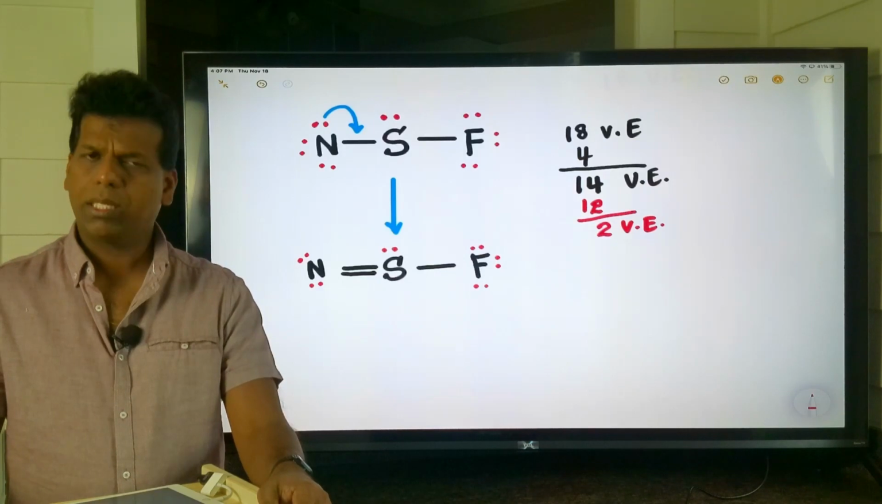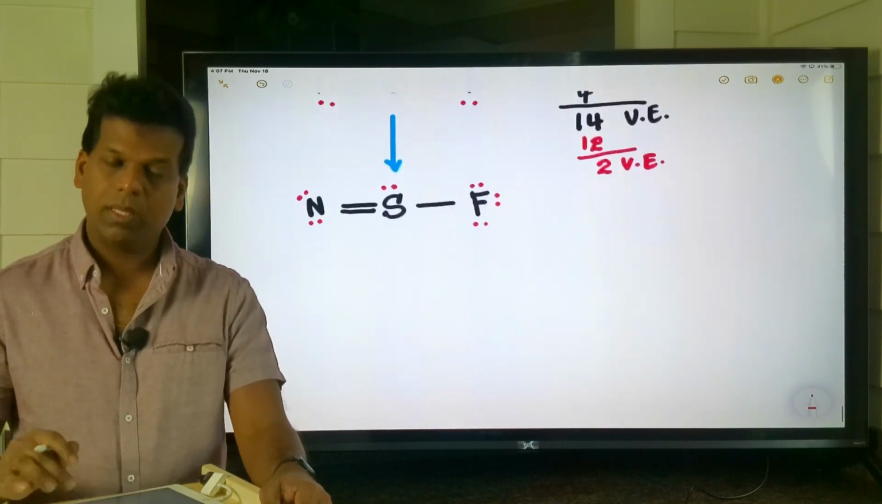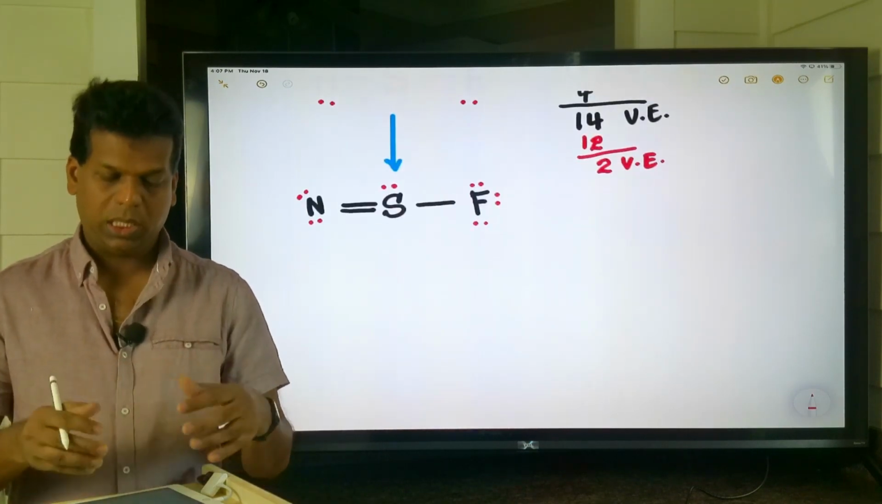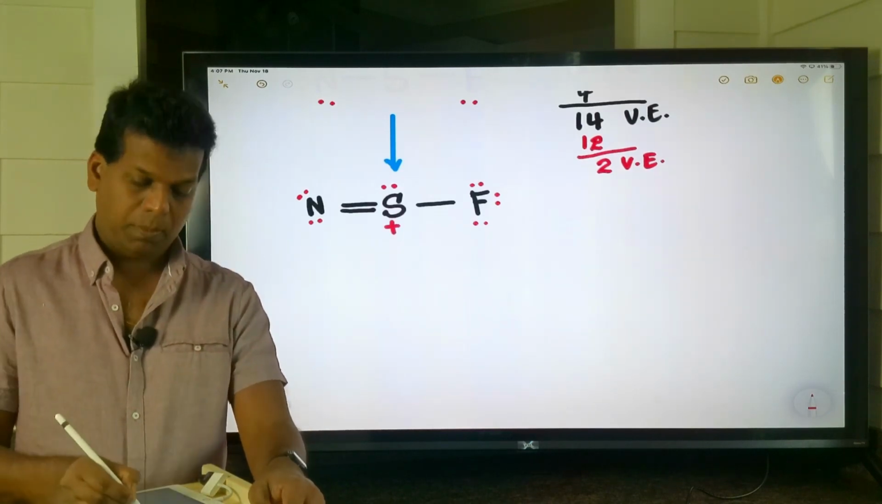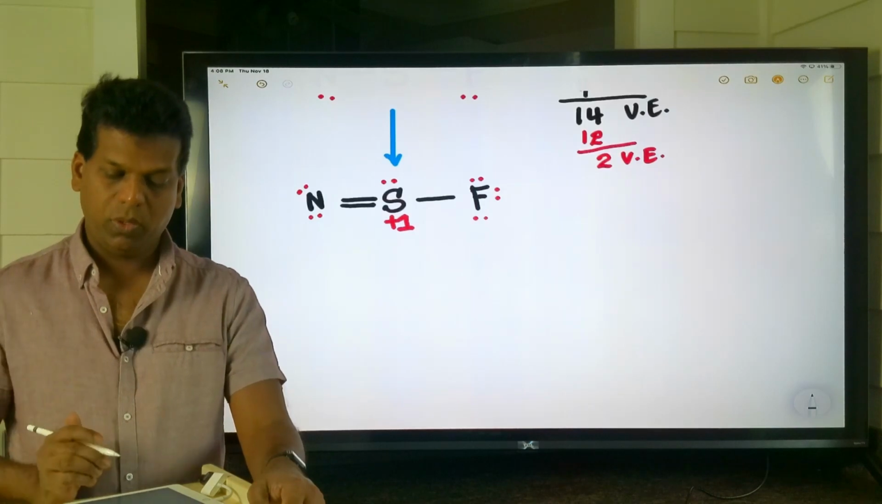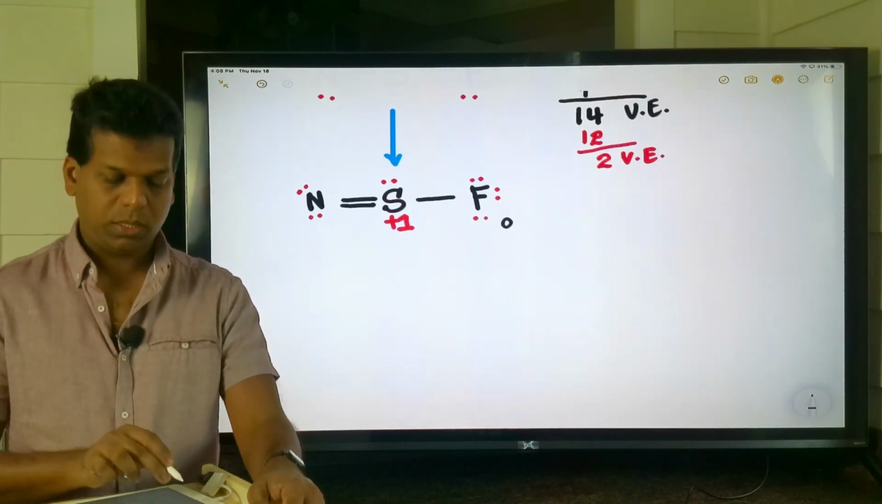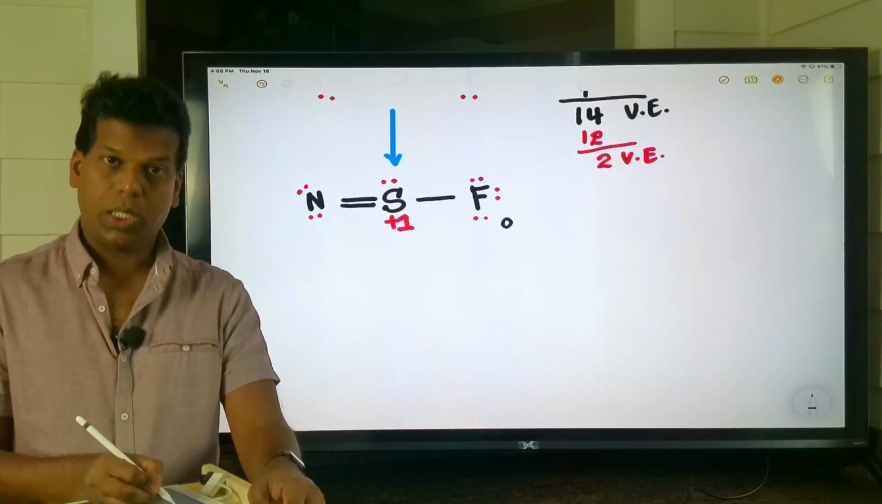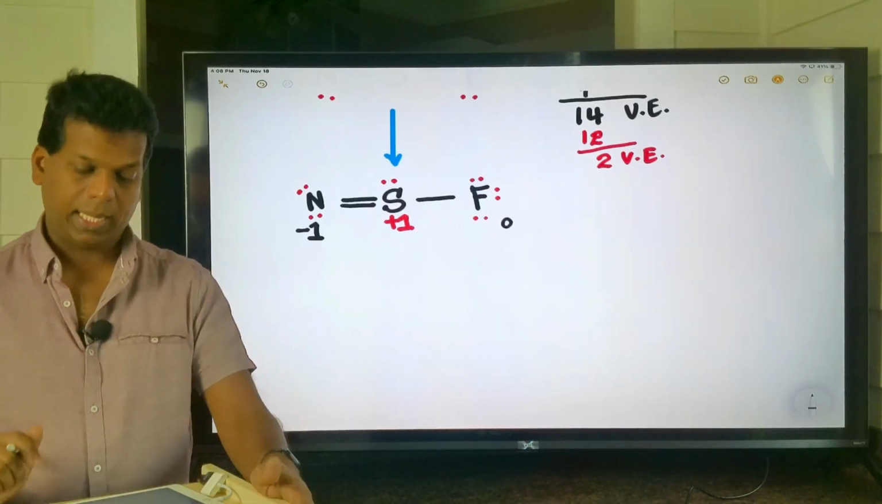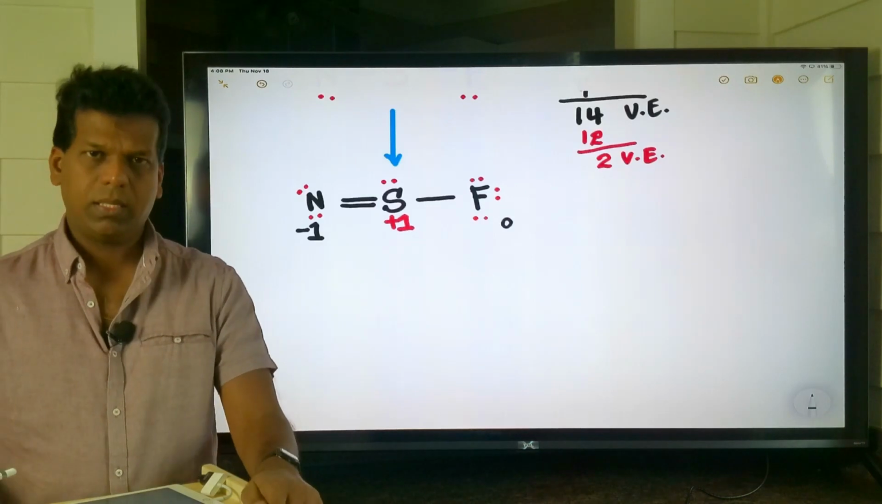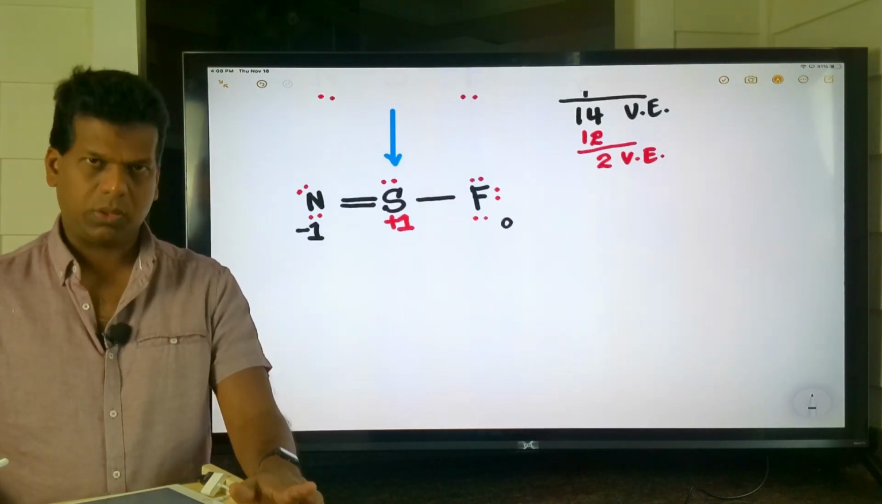So now let's check the formal charge of sulfur. I'm not going to do it in detail, but you can calculate. The formal charge of sulfur now is +1. The formal charge of fluorine is 0. Formal charge of nitrogen is -1. So if you don't know how we got this, please go to that formula and calculate. So now sulfur has +1, which is not right.